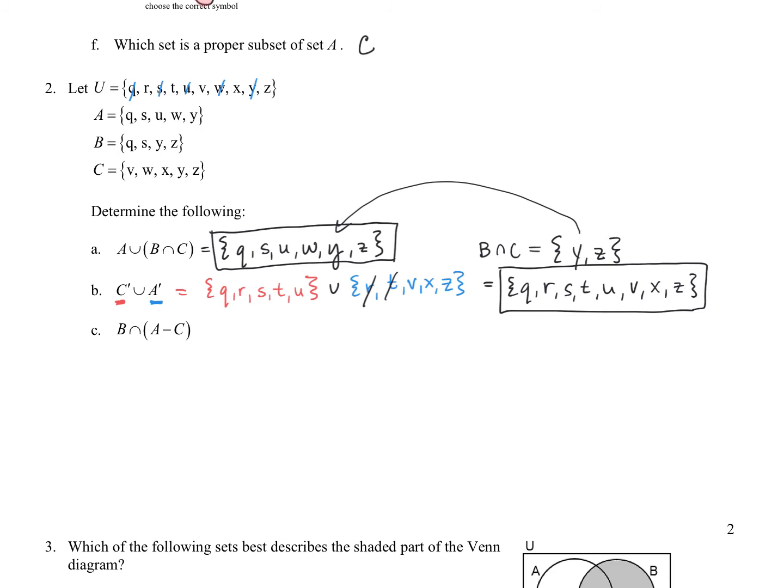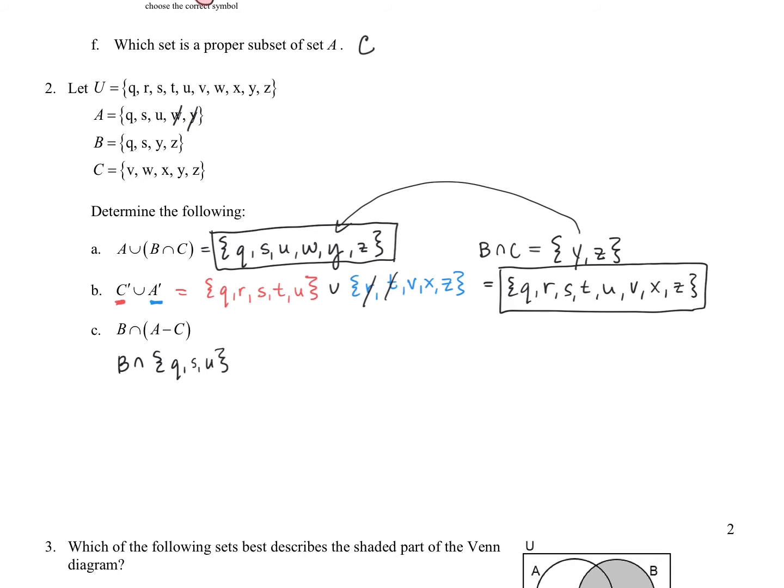Okay, part C. So the first thing we have in the parentheses is A minus C. So we want to take care of that first. So set A and then subtract off anything that's in C. So V is not there, W is, so we'll cross that out. Y is, so A minus C is Q, S, U. So we'll have B intersect Q, S, U.